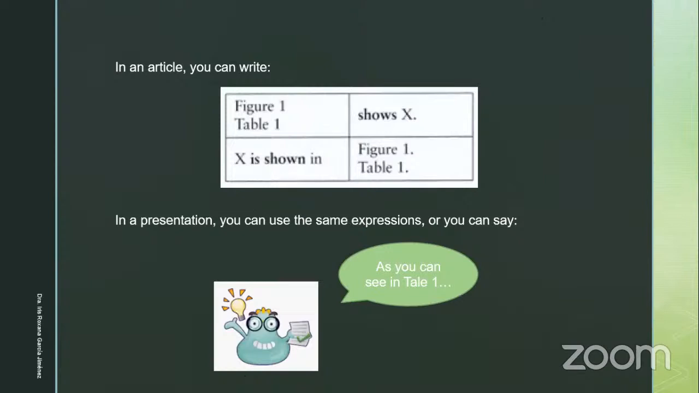When we talk about it in a presentation, we have specific expressions. For example, about an article, you can write "Figure 1, Table 1 shows," and then the title. Or the title, "X is shown in Figure 1, Table 1," okay? In a presentation, you can use the same expressions. Figure 1, Table 1, like these ones. Or you can say, "As you can see in," and then you give the information. "As you can see in Figure 1, it's been shown," and then show the information.